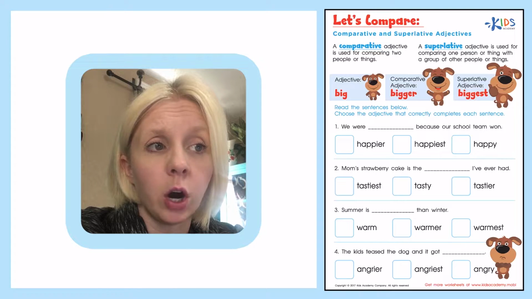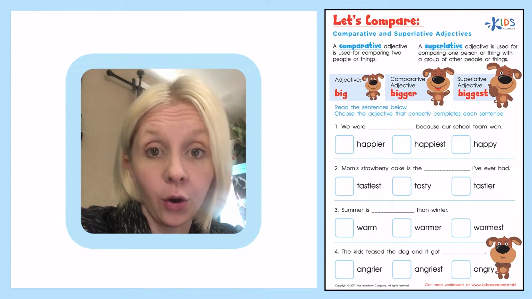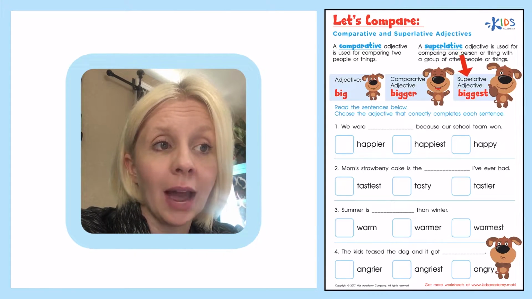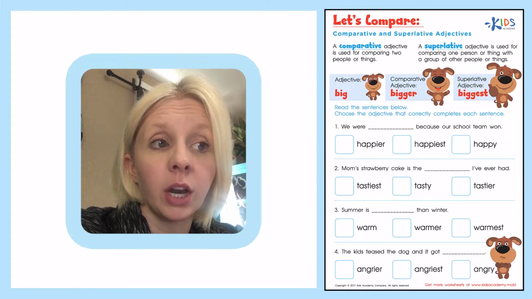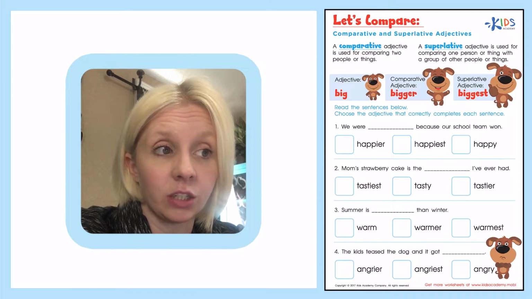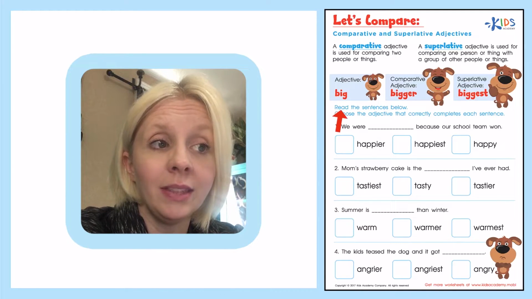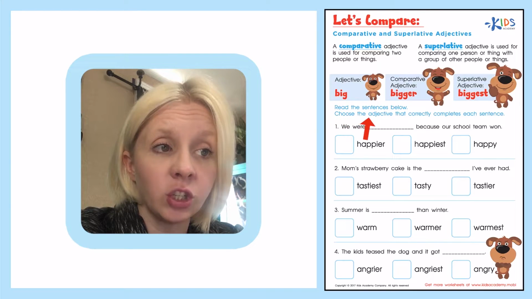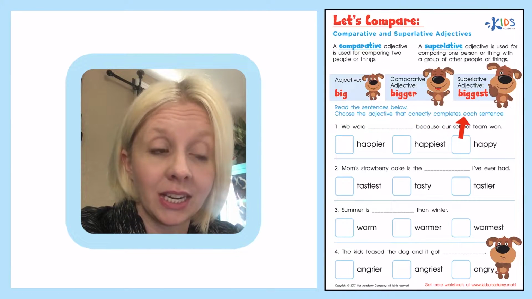So between the 2 dogs, he is the bigger dog. And then a superlative adjective is comparing a group, one thing against the group. So this dog is the biggest, okay? The directions say, read the sentence below. Choose the adjective. It correctly completes each sentence.